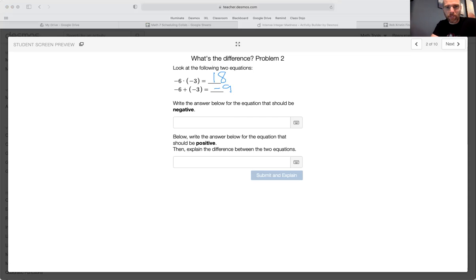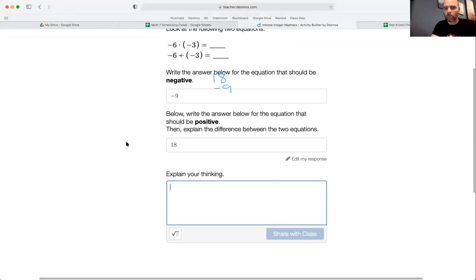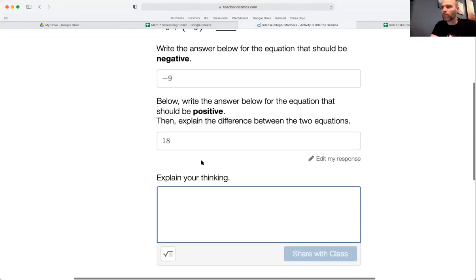So let me put these in the boxes where they go. This one should be -9. And this one should be +18. And so we're supposed to explain. I'll put this in my own words. You might have your own way of putting it.